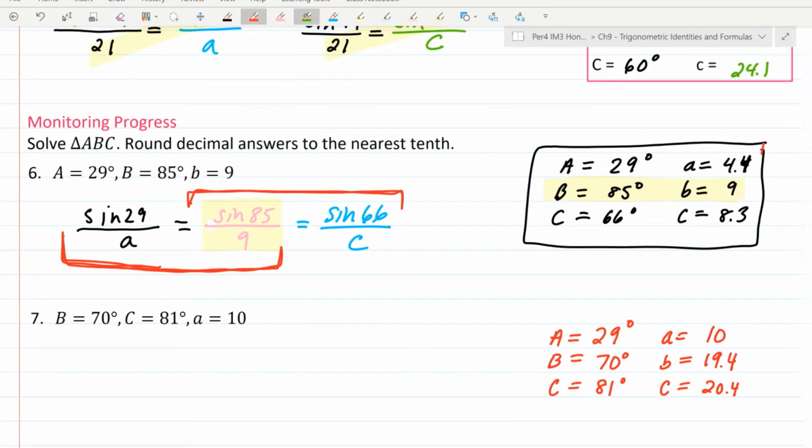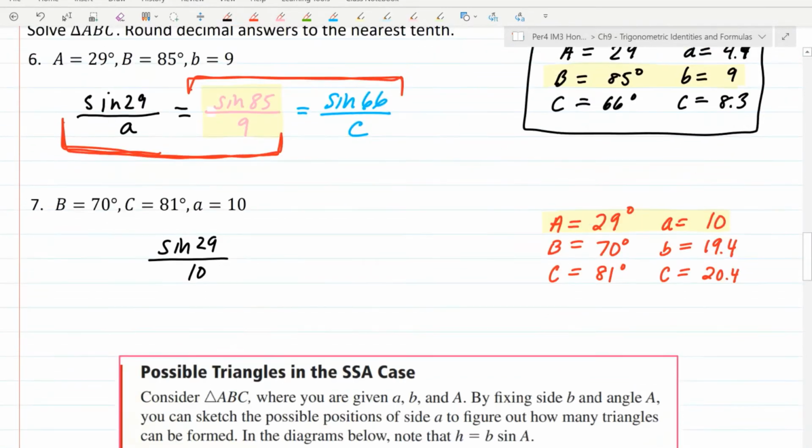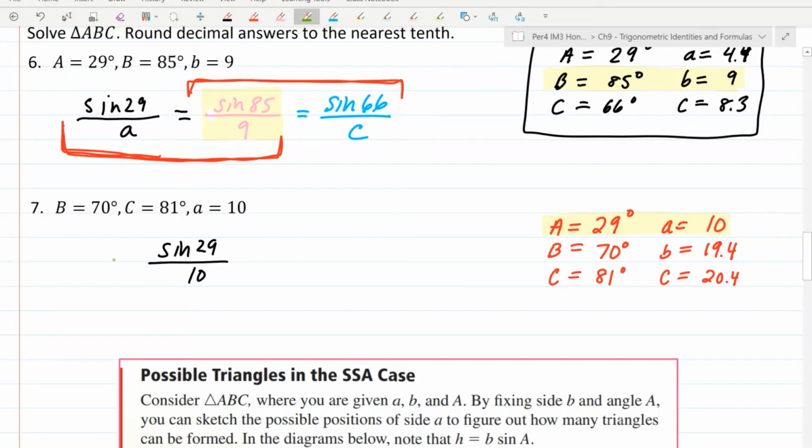In this case, the value that you have is A. So I'm going to put that one in the middle. So sine of 29 over 10 will be the equation that you use for both. For B, it will be sine of 70 over B. And for C, it'll be sine of 81 over C. Again, cross multiply here.